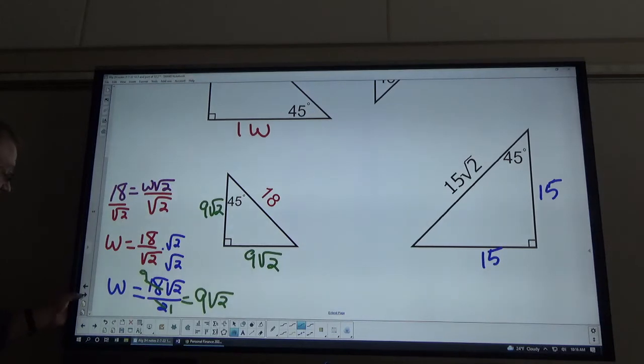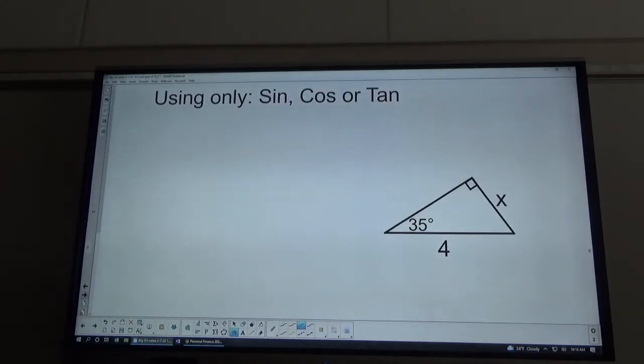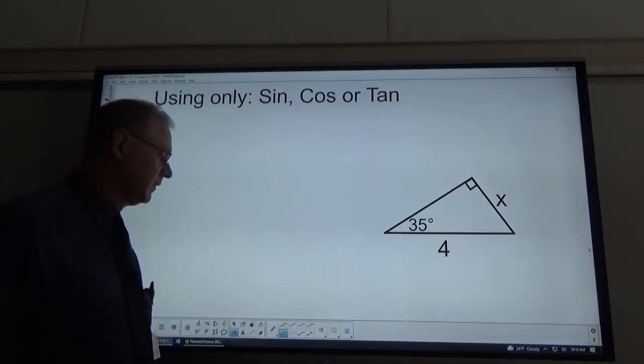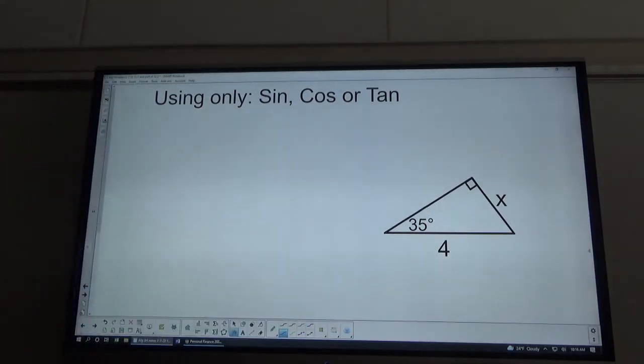Hope that was clear. Let's go on to finding a side given an angle and a side of a right triangle. Well, we're going to use trig to do this, and here is where your calculator is going to come in handy. If you do not have a scientific calculator, this is going to cause you some trouble.